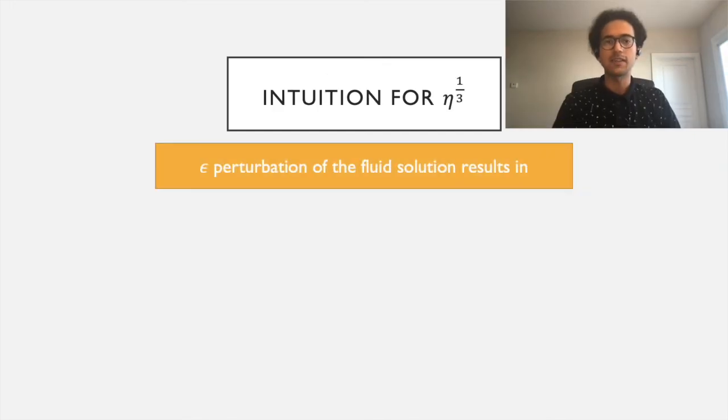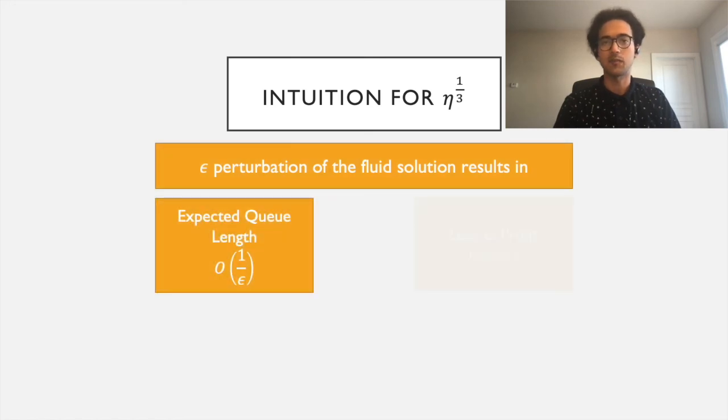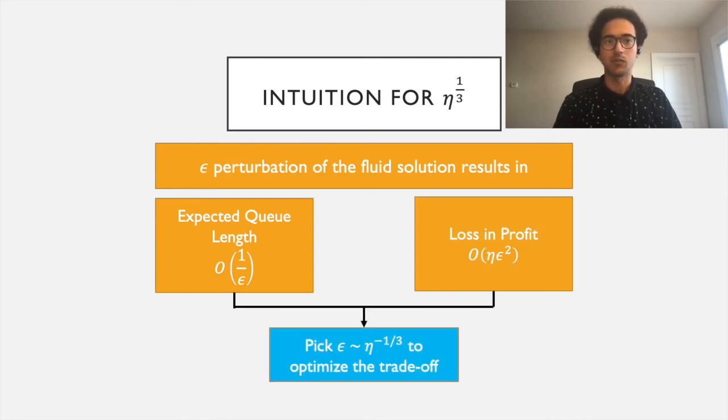Now, we will discuss the intuition behind the asymptotic optimality of the proposed policy. In particular, the intuition for the eta to the power one third loss in profit and the fundamental reason behind it. An epsilon perturbation of the fluid solution results in 1 by epsilon order of expected queue length and eta epsilon square loss in profit. Considering the trade-off between the two terms, we should pick epsilon to be of the order of eta to the power minus one third, which will result in eta to the power one third loss of profit. This is the fundamental reason.